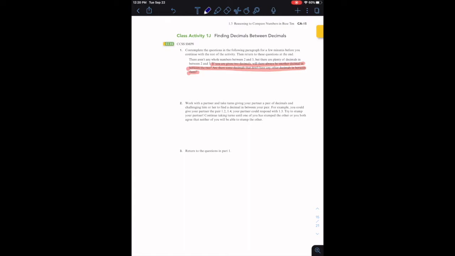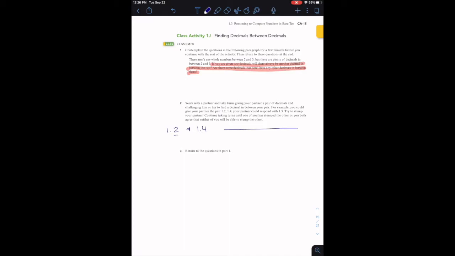Question 2 says, work with a partner. Take turns giving your partner a pair of decimals and challenging him or her to find decimals between your pair. So what I would like to do is I'm going to try and stump you. And I would like you to answer the questions and how you were able to figure out the questions. So for example, 1.2 and 1.4, that one is the one suggested in the example. That one is pretty straightforward, right?